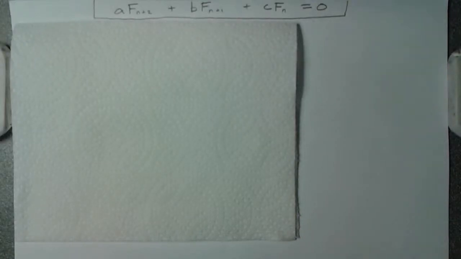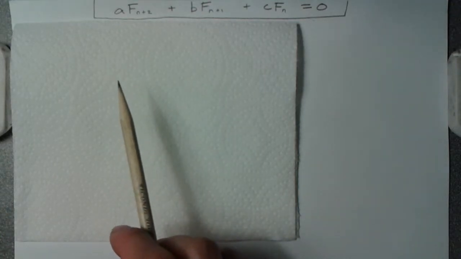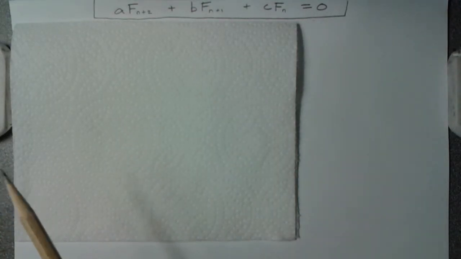So here I want to use the same technique I just used to solve the Fibonacci sequence recurrence relation to do this more generalized case here where I have these coefficients a, b, and c, which could be any real numbers. So this is called the second order linear constant coefficient homogeneous recurrence relation.